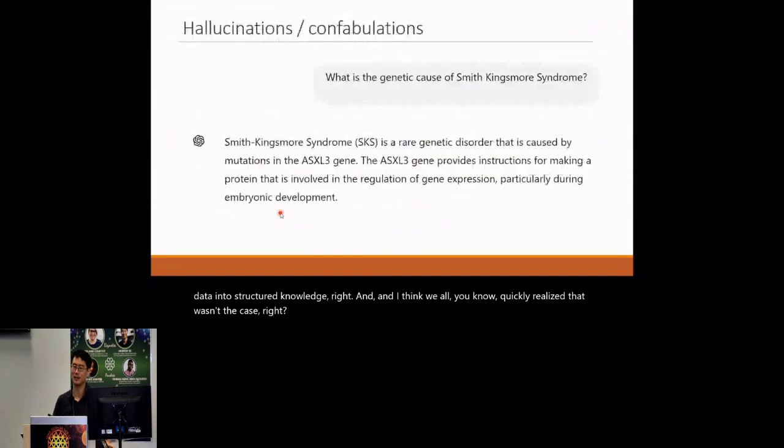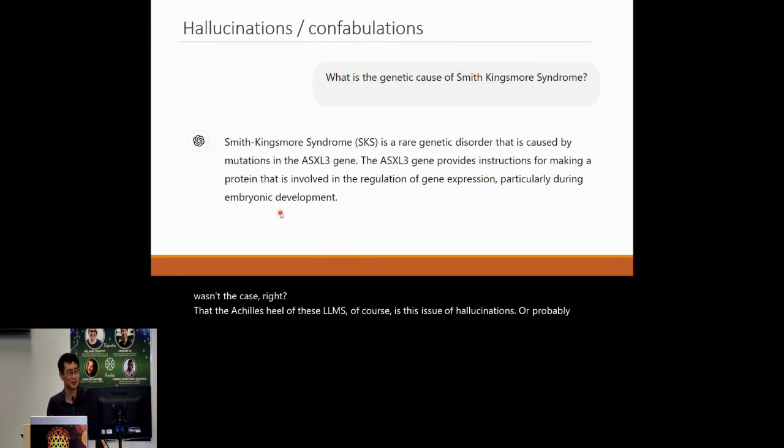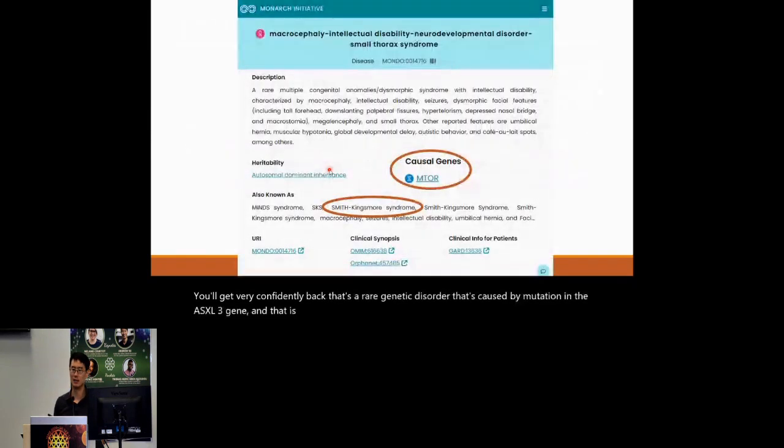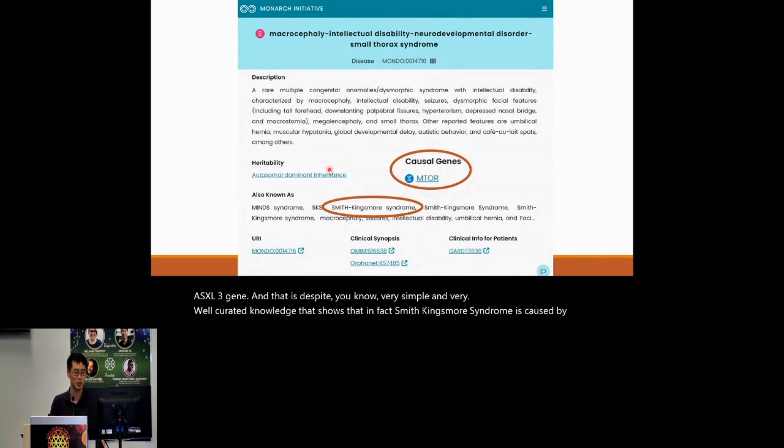The Achilles heel of these LLMs, of course, is this issue of hallucinations, or probably more accurately called confabulations. But here's just one example, right? If you asked ChatGPT, what is the genetic cause of Smith-Kingsmore syndrome? You'll get very confidently back that it's a rare genetic disorder that's caused by mutation in the ASXL3 gene. And that is despite very simple and very well-curated knowledge that shows that, in fact, Smith-Kingsmore syndrome is caused by mutation in the mTOR gene, right?